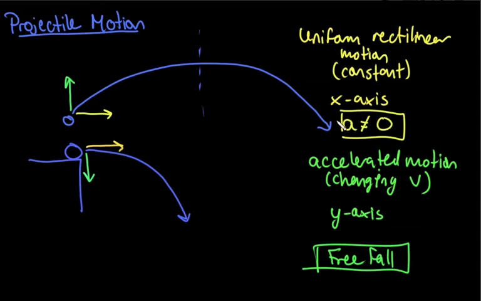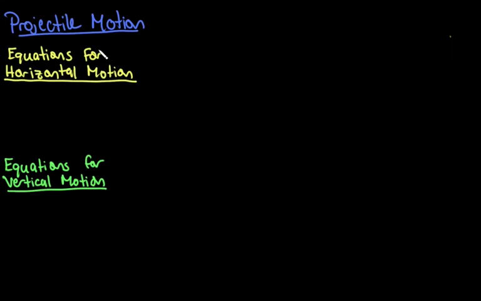So these are the important things that we have to remember. Along the x-axis, we have no acceleration. Along the y-axis, we consider free fall. Therefore, our acceleration is equal to negative 9.81 meters per second squared. So when we look at projectile motion, there are equations for the horizontal portion of the motion, and there are equations for the vertical portion of the motion.